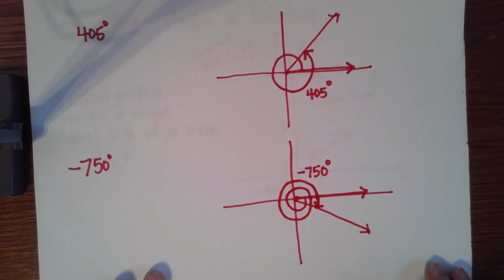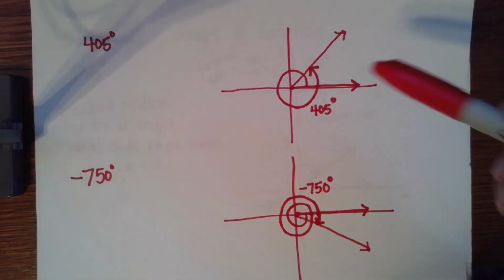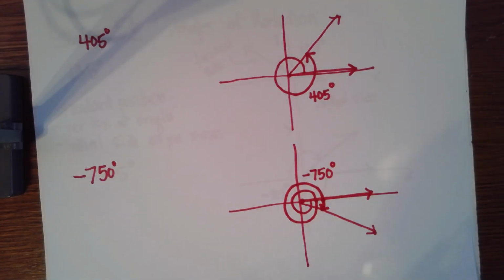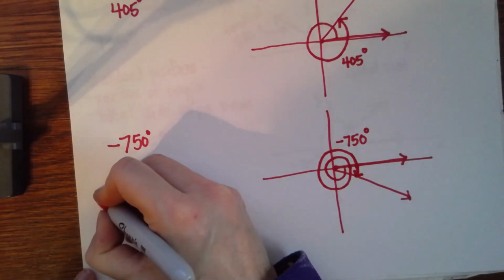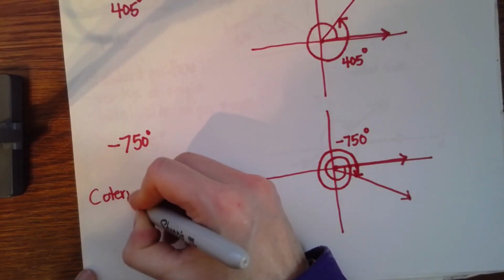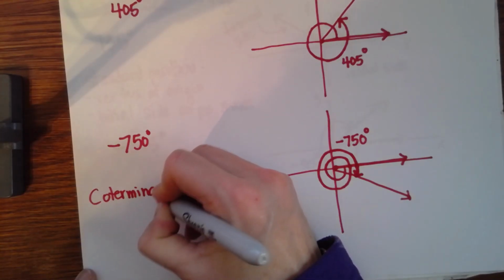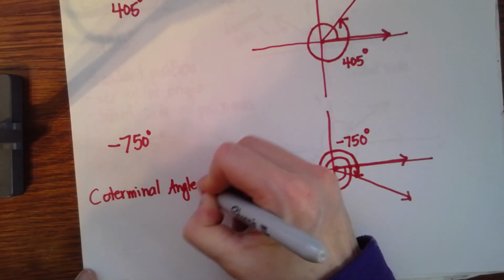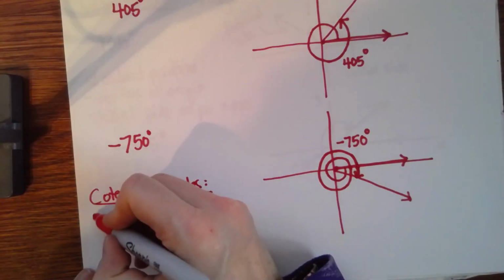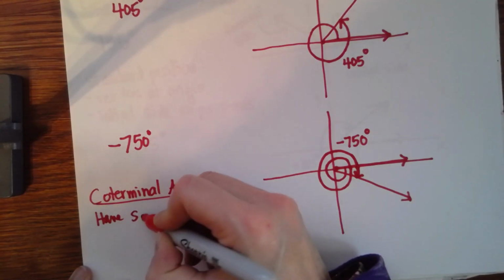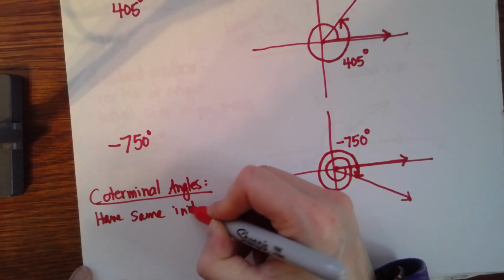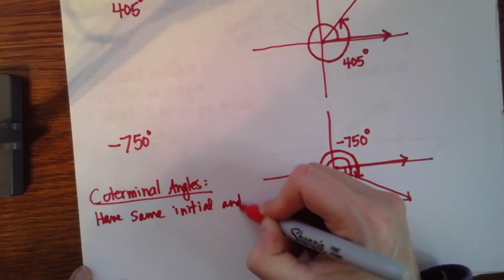So you can see that some of these angles that are bigger than 360 are somewhat complicated to think about, and they're just like other angles. So we have this idea of what's called coterminal angles. Coterminal angles have the same initial and terminal sides.